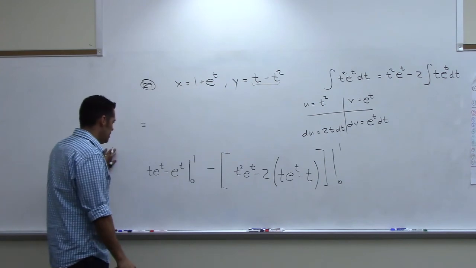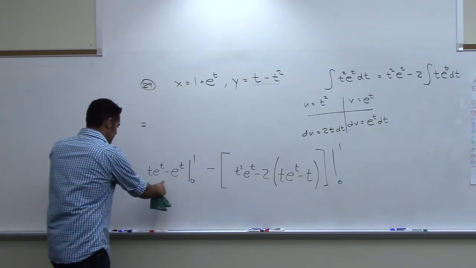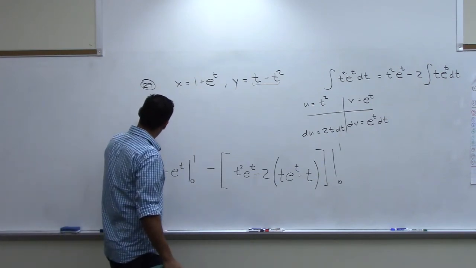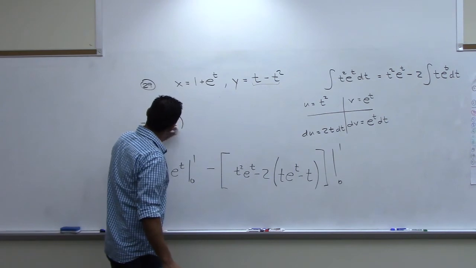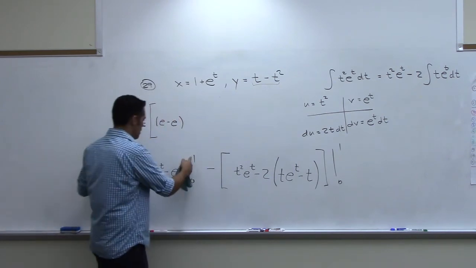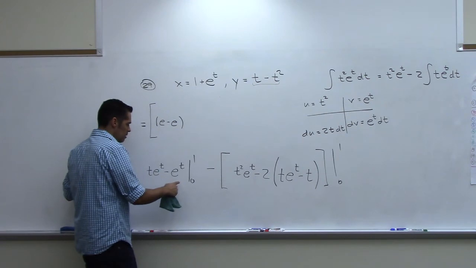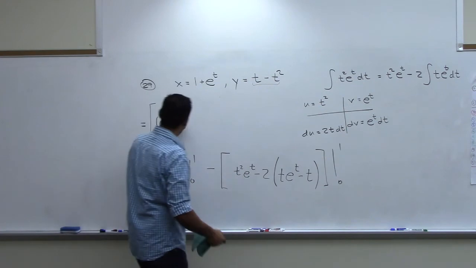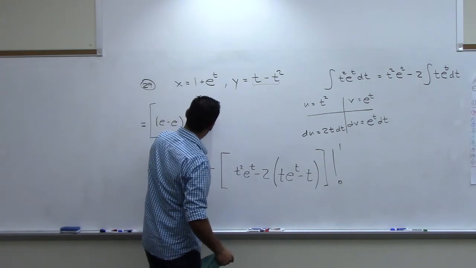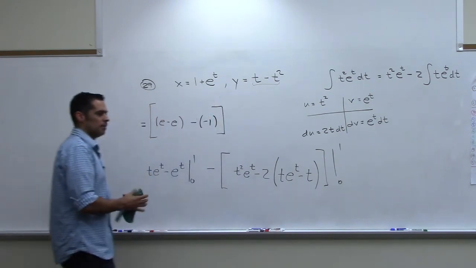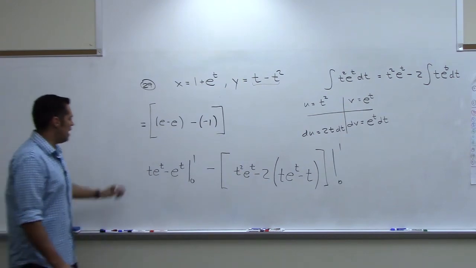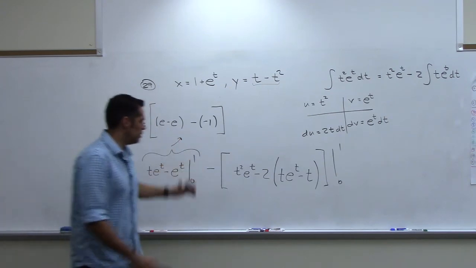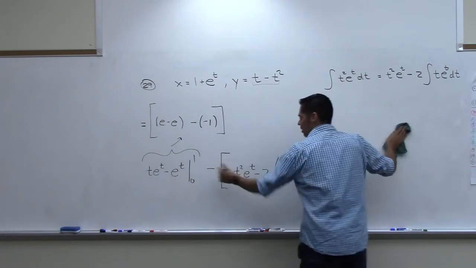So when I plug in 1 here, I get e minus e. So that's 0. And I'm going to kind of keep these separated. That's what I get when I plug in 1. When I plug in 0, I get 0 minus e to the 0 is 1. So negative 1. So minus, be careful here, minus negative 1. That's really going to be plus 1. Okay, that right there was this one right here. Now I need to do this one. So make sure you put that minus right here.